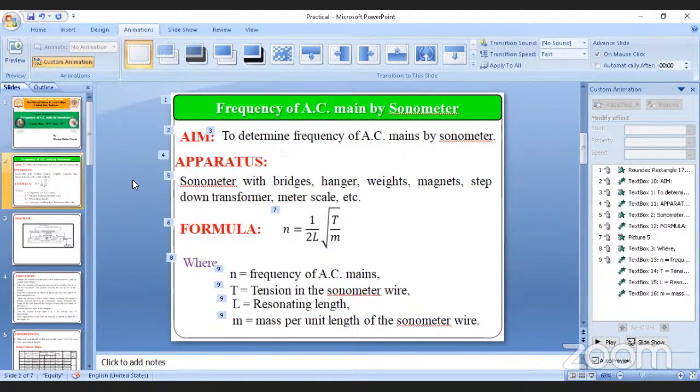Today I explain frequency of AC mains by the sonometer. Aim of the experiment is to determine the frequency of AC mains by sonometer. Apparatus we use here: sonometer with bridge, hangers, weights, magnets, step-down transformer, meter scale, etc. Formula to calculate the frequency of AC mains is n equals 1 upon 2L under root T upon m, where n is the frequency of AC mains, T is the tension in the sonometer wire, L is the resonating length, and m is the mass per unit length of the sonometer wire.